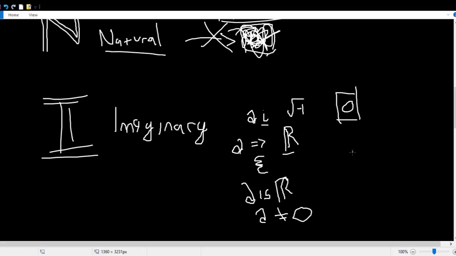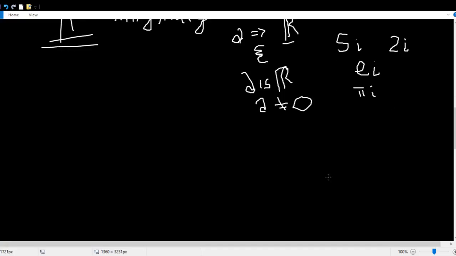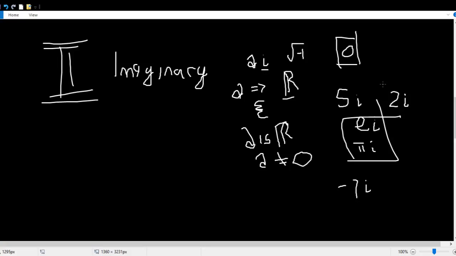And so types of imaginary numbers, you can quite simply put 5i, 2i, ei, and pi i, or even things like negative 7i. These two, by the way, come in pretty useful in some forms of calculus and whatnot. These are more of the advanced forms that you'll see. But you just have to understand that this is just the value of i, square root of negative 1, times the value of e or pi. It's not necessarily that hard to comprehend once you understand that.